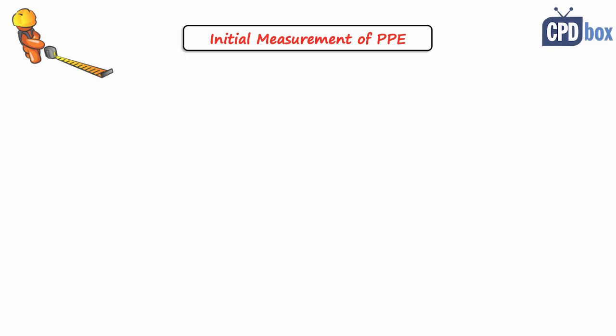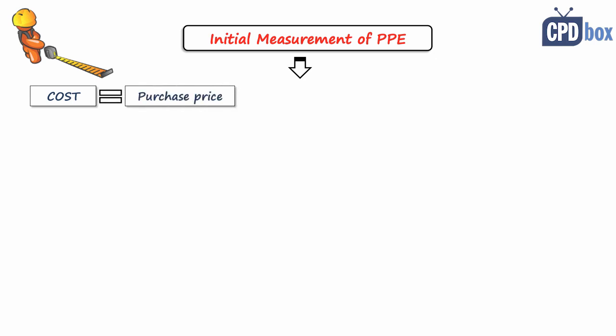Now, let's take a look at how property, plant and equipment should be measured at its recognition, so when you account for it for the first time. It shall be measured at cost, which comprises the purchase price, and this price may include any import duties and non-refundable taxes, but shall be expressed net after deducting any rebates or discounts.